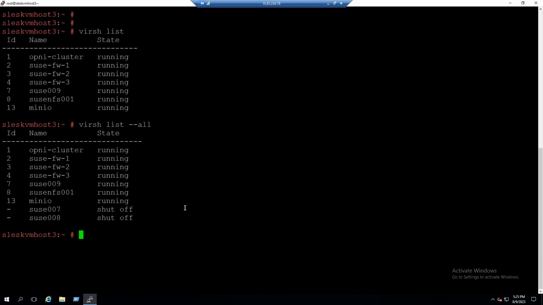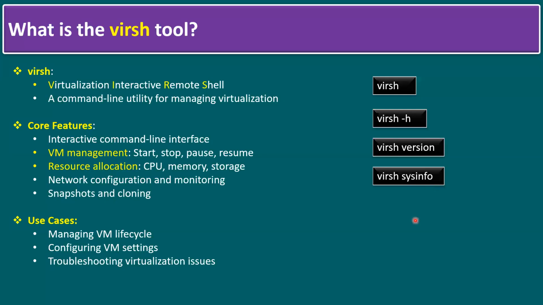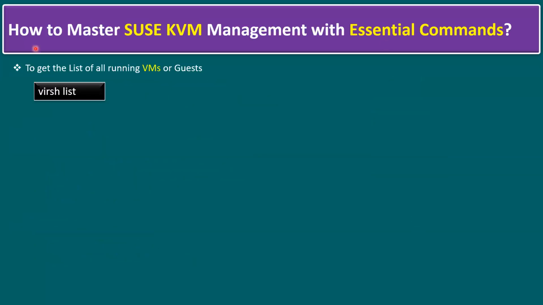Okay. And I highlighted the same information in our slide as well. To get the list of all running virtual machines, which we can also call guests, use virsh list. And to get the list of all running and inactive virtual machines, we can type the same command and add the additional string hyphen hyphen all.